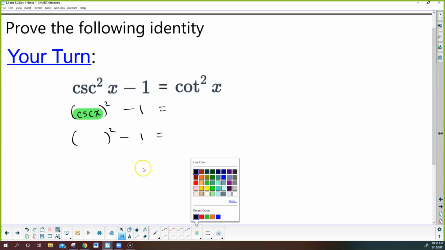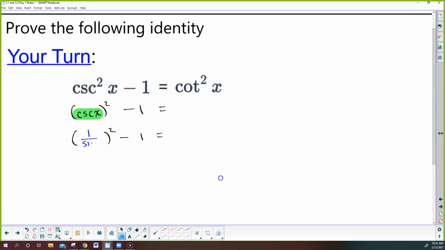So what I'm going to look at is, I know that cosecant, I want to change this into terms of sine and cosine, but cosecant is the same as 1 over sine. Right? And then if I square the top and square the bottom, that becomes 1 squared, which is 1, over sine squared. And then I'm subtracting 1.